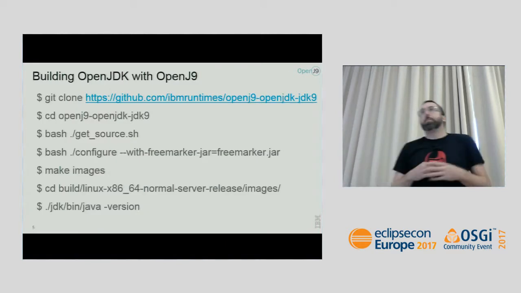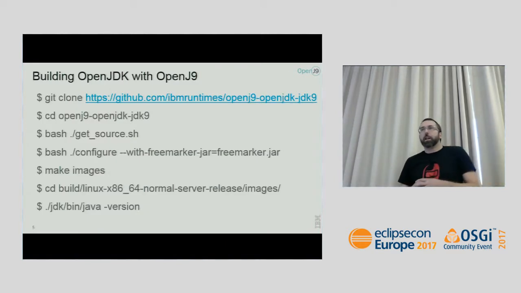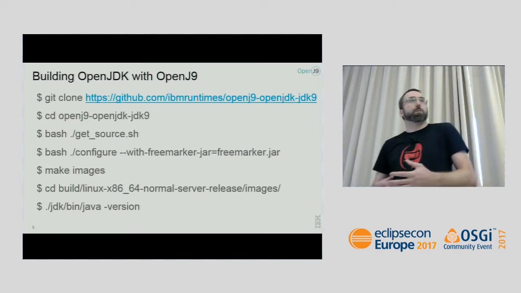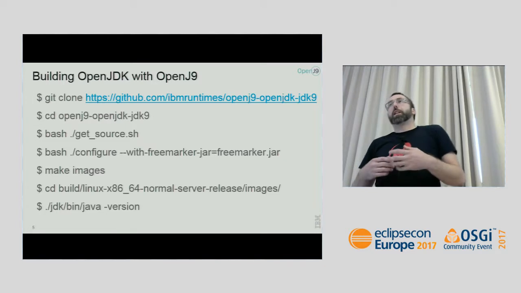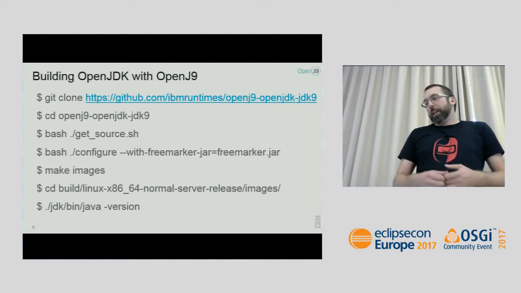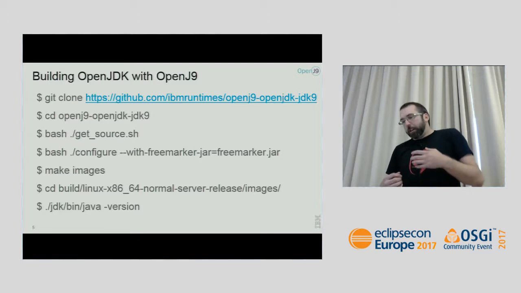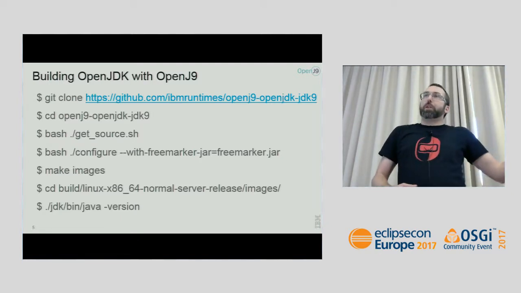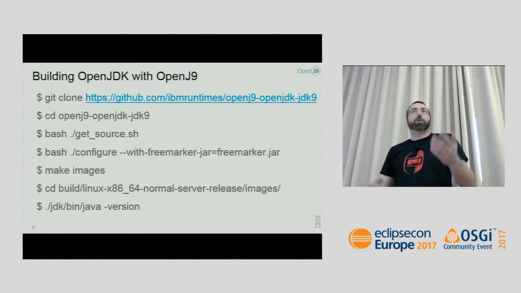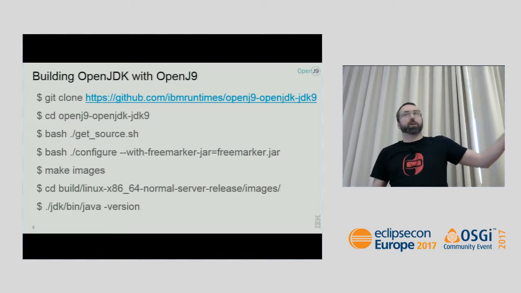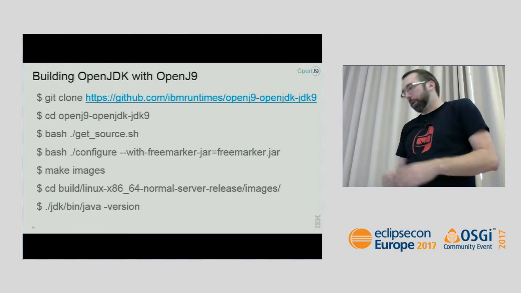Okay, so if you wanted to build OpenJDK with J9, if you've ever built OpenJDK, it's a very similar process. You have to go get the main repo, invoke a script to go download the rest of the sources, configure and compile, and your JDK is ready. This one is an example for doing Linux x86. If you were doing Linux PPC or Linux 390 or AIX, it's very similar. You'd figure out the path differences pretty quickly.